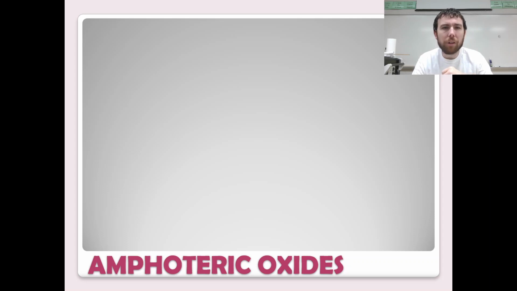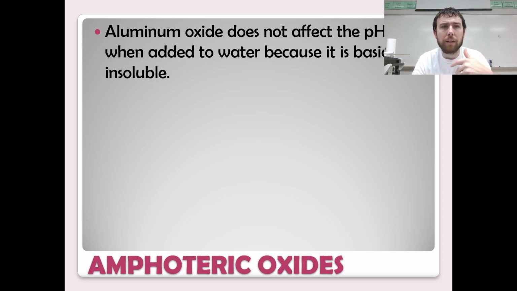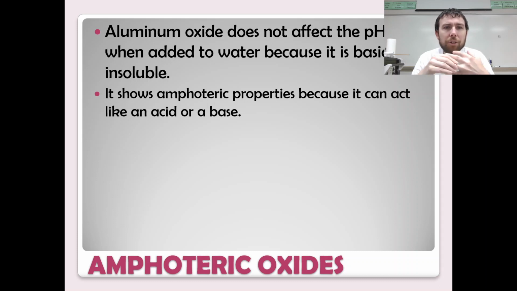All right, which leads us into our last category, which would be our amphoteric oxides. So aluminum oxide, a little bit easier to measure its reactivity in water. It doesn't affect the pH when added to water because it's basically an insoluble salt, right? You think about its Ksp value, it would be relatively low. A very small amount of aluminum oxide is going to dissolve in water, so we'd say it's pretty much insoluble. Now, it does show amphoteric properties because it can act like an acid or a base depending on other factors within your solution that you're dealing with, right?